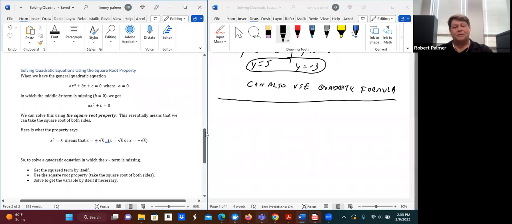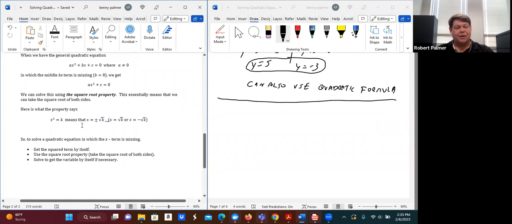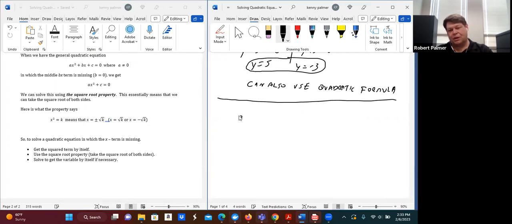So to solve one like this, and as we'll see with all this procedure, we get the square term by itself if we have to. Use the square root property, which is like taking the square root of both sides. And then if we need to, also solve to get the variable by itself if we have to do that as well. So let's look at a few examples of this. Once again, our directions will just be to solve.